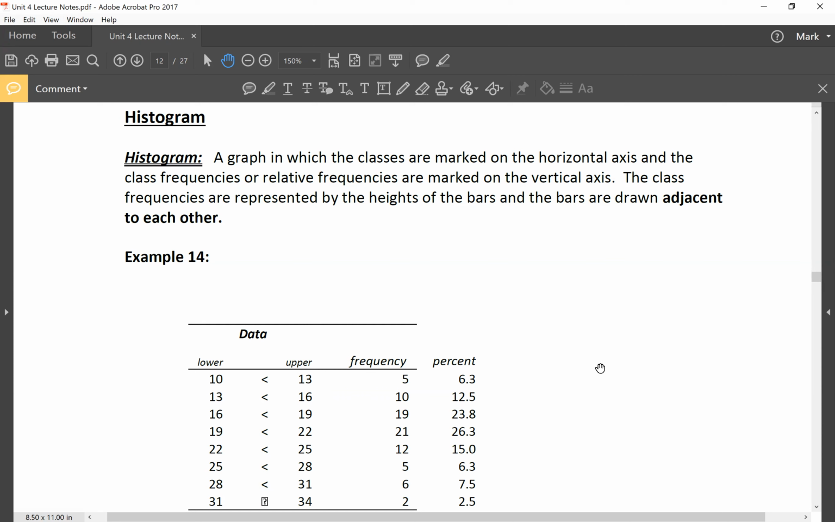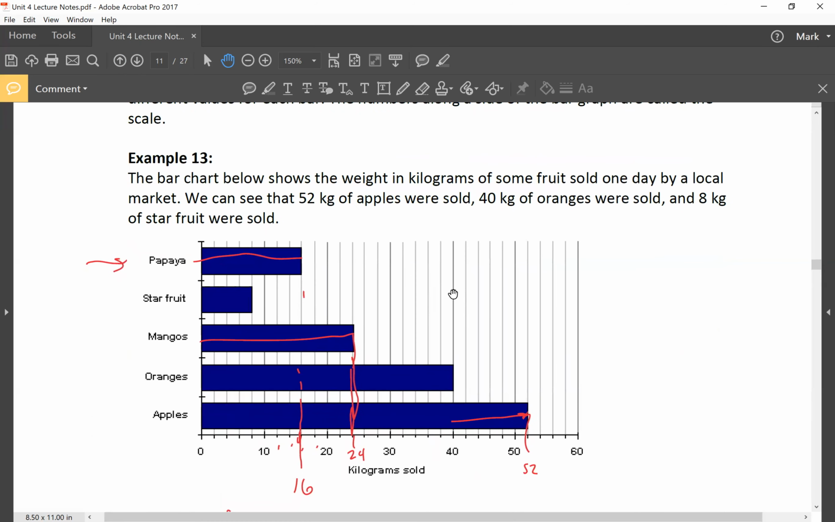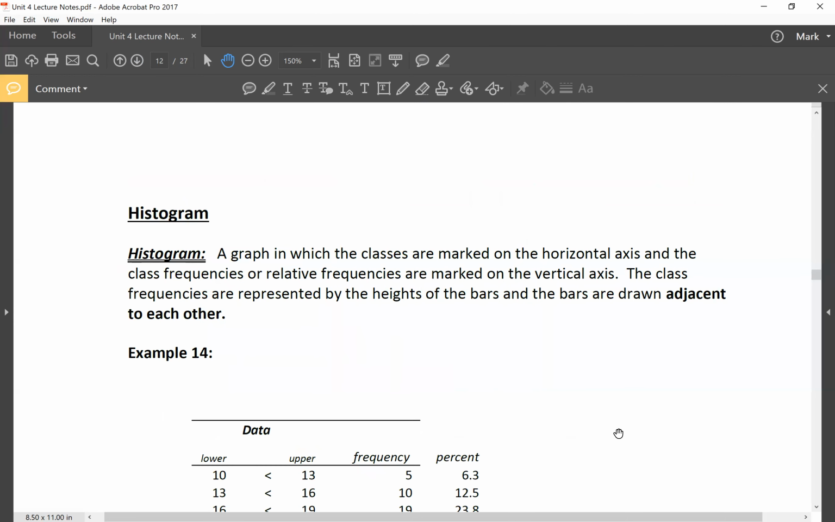Anyways, so histogram. You might need to know this, or you might see a histogram again. This is like a bar chart, but it's organized differently. In the above bar chart, we had very specific examples: papaya, mangoes, apples, just one type of fruit. This could be types of cars in Qatar. So you could have Toyota, Nissan, Honda, Mercedes, BMW, whatever. Very straightforward. Histograms are a little different.